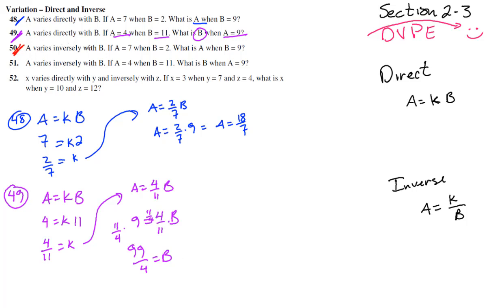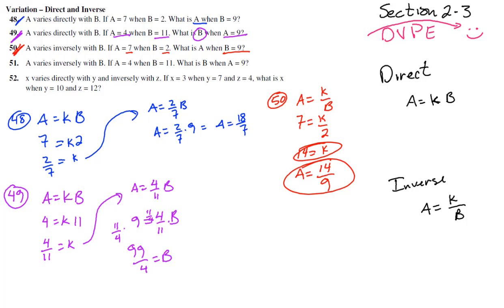This one says A varies inversely with B. So on number 50 here, we get that A is going to be inversely varied with B. So let's stick in 7 and 2. 7 equals some constant over 2. Multiply by 2 and we get that the constant is 14. So now that we know the constant, we can say A is always going to be 14 over B, and it says what is A when B is 9? Oh look, there's our answer, 14/9. That was kind of fun.